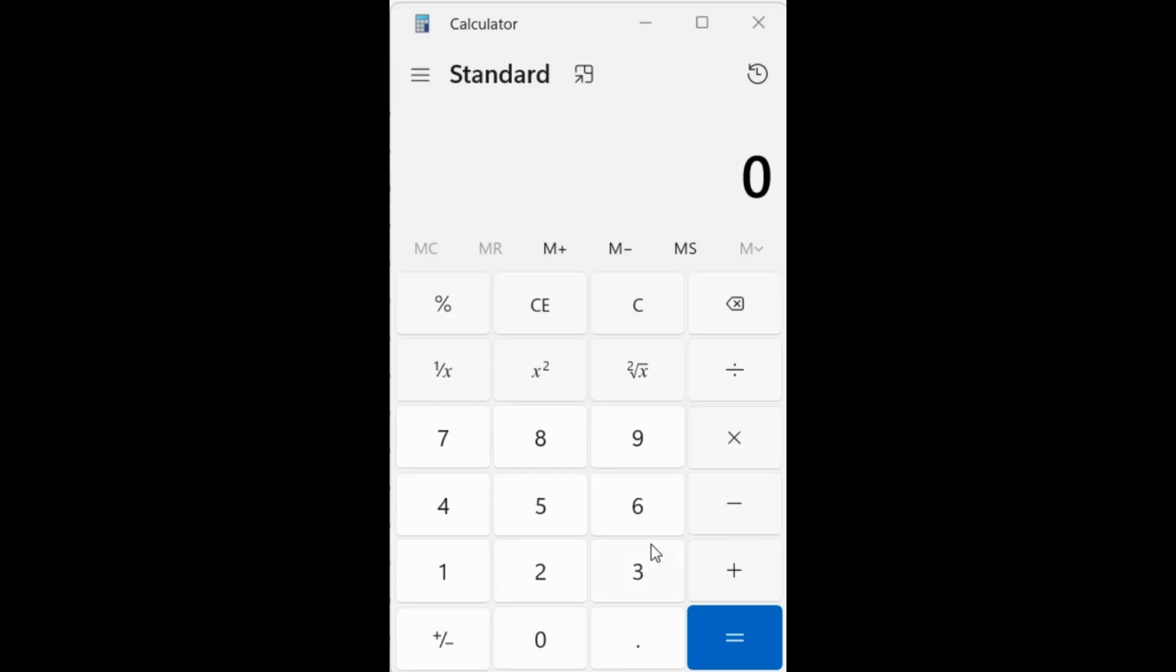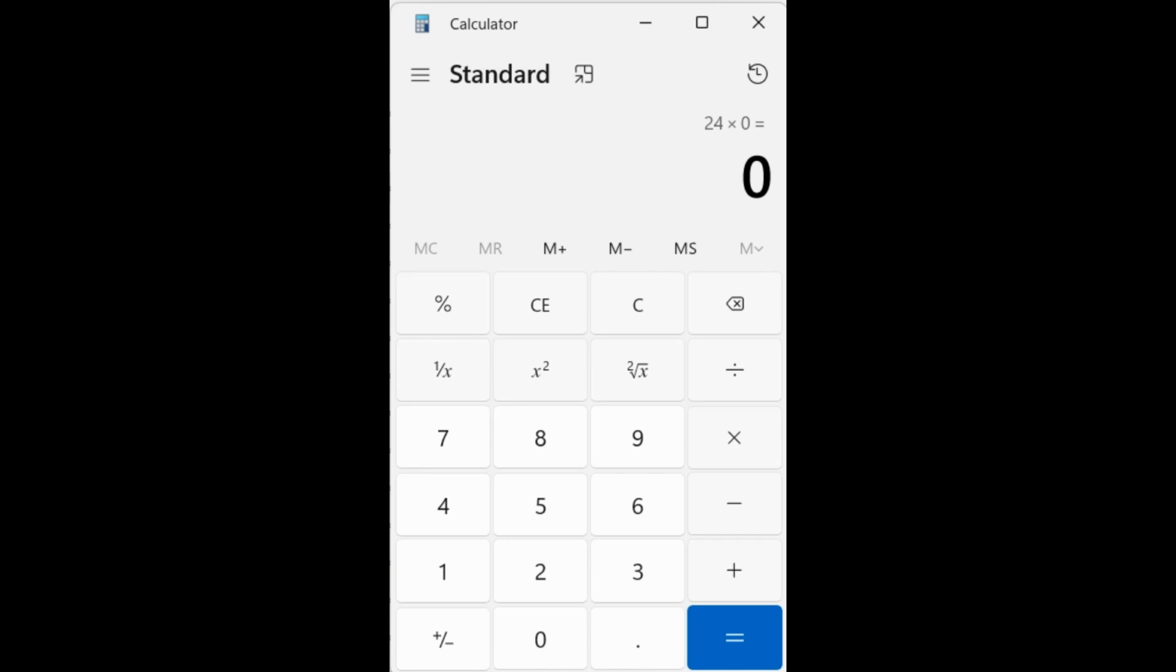So here we go with the standard calculator, standard mode. This is on a Windows 11 computer. 6 plus 6 plus 6 plus 6 times 0 equals. Now you'll see what happened here. The standard mode calculator on a Windows PC works in what's called immediate execution mode. It doesn't understand the order of operations.